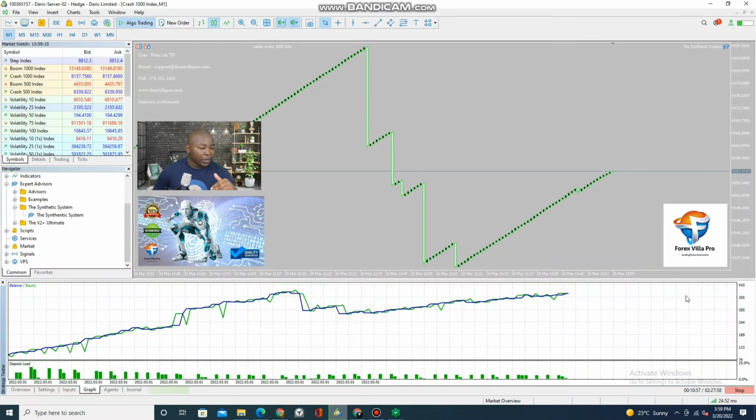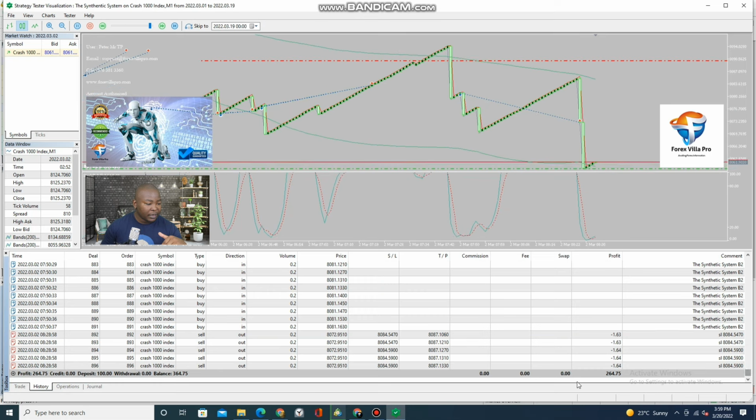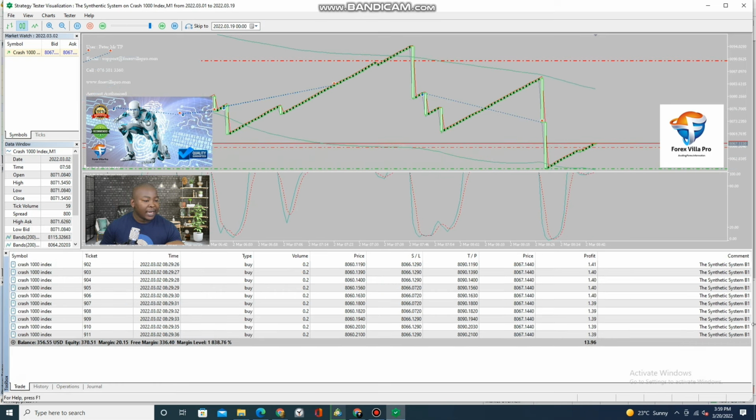But with that being said, look at where we are, 355 profits so far. No, minus 100 USD, 255. I think that can be clearly stated over here. 265. Look at now, we just entered a trade with B1. And this is a sure thing.